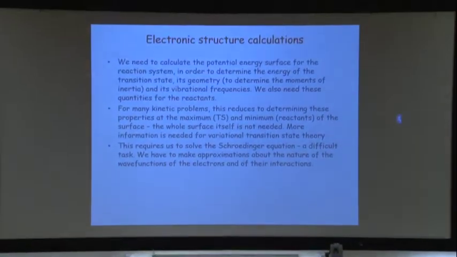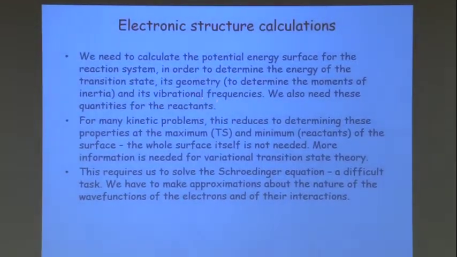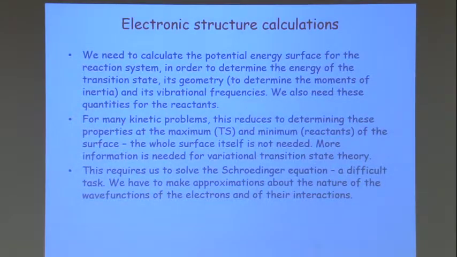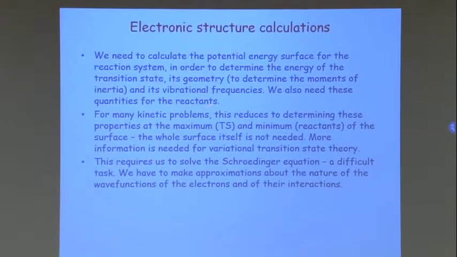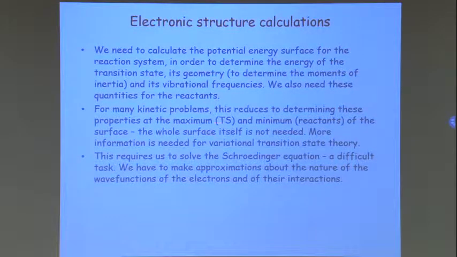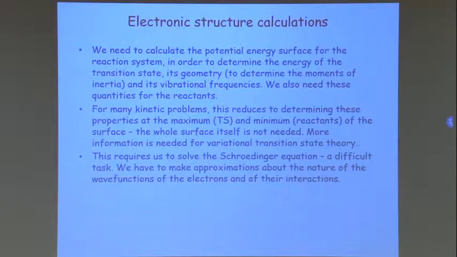Okay, so we need to calculate the potential energy surface to determine the energy of the transition state, its geometry, and to determine the moments of inertia, because we need those for the rotational partition functions, and its vibrational frequencies. We also need these quantities for the reactants. For many kinetic problems, this reduces to determining these properties at the maximum in the transition state. So all we need to do is look at the reactants and the maximum in the potential energy surface along the reaction coordinate, that transition state. More information is needed if we're dealing with what's called variational transition state theory, which we'll talk about later on.